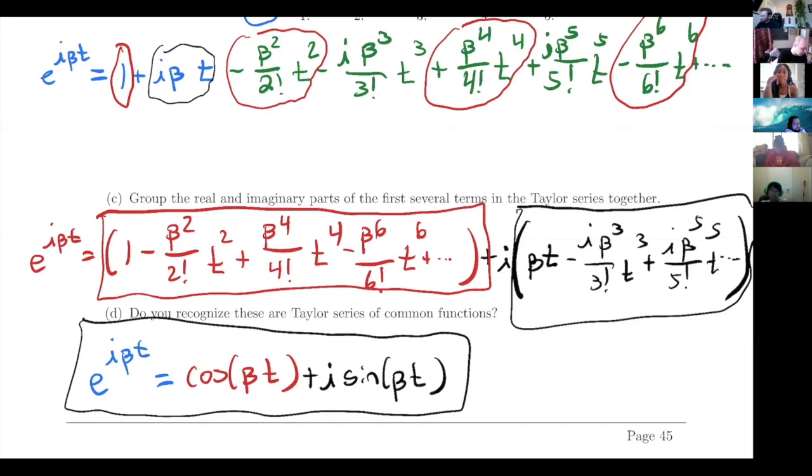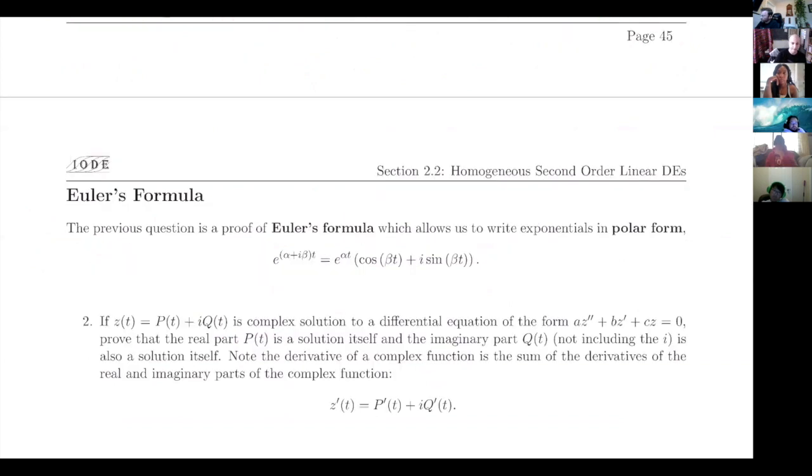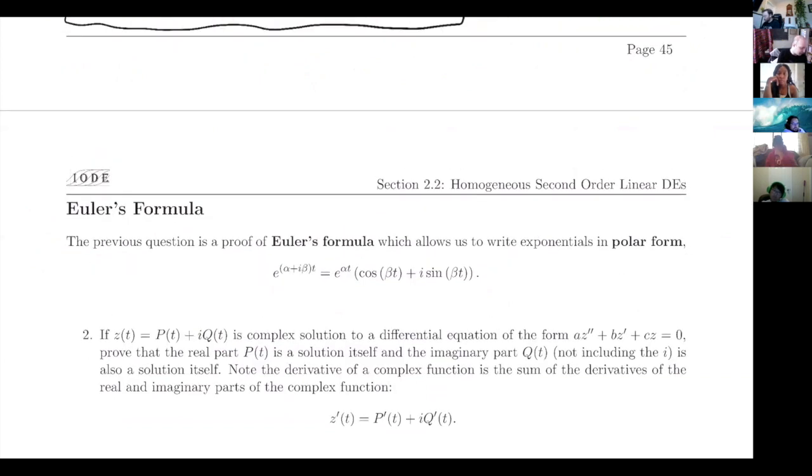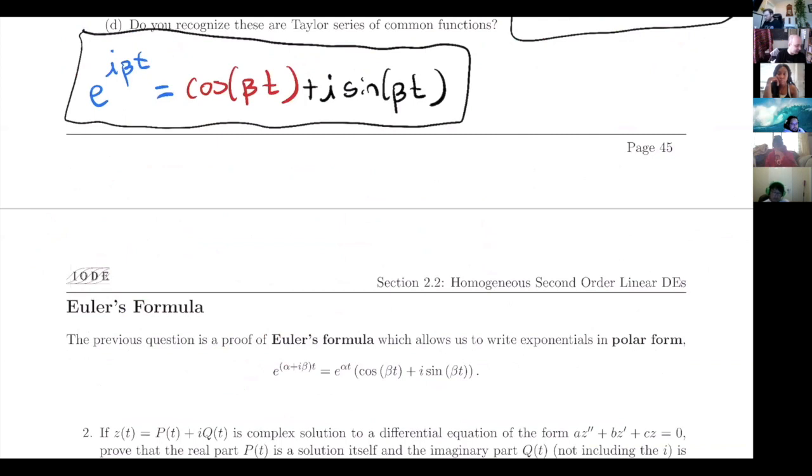So this result is what's called Euler's formula. So Euler's formula tells us that e to the i beta t is cosine beta t plus i sine beta t. So if we have something like e to the alpha plus i beta t, we can write that as e to the alpha t times e to the i beta t. So the e to the alpha t comes from this part, and then all of this stuff comes from Euler's formula. Okay, any questions?